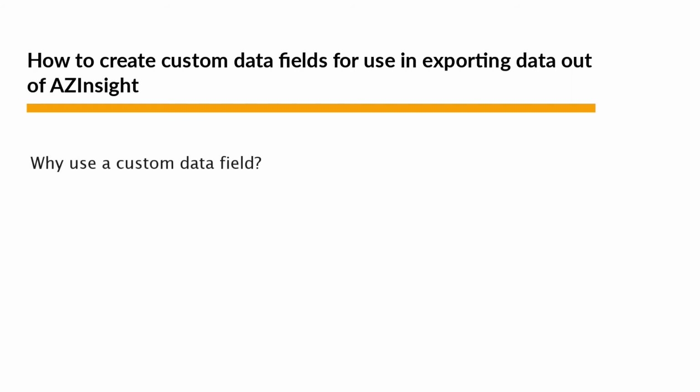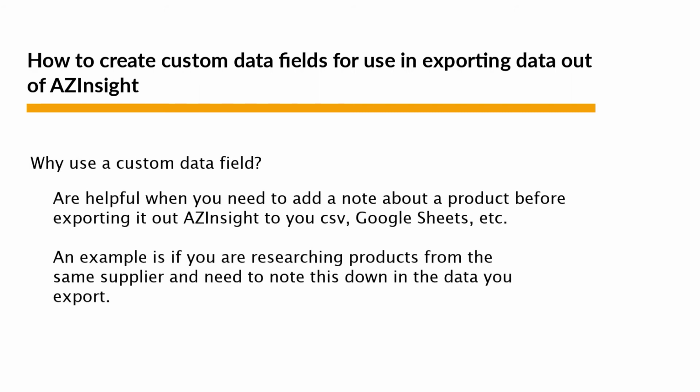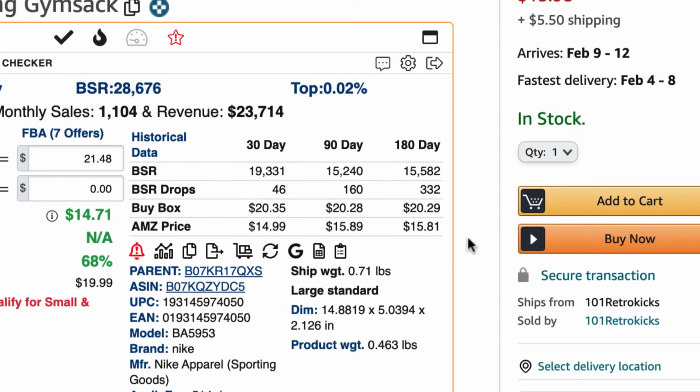Why use custom data fields? Custom data fields come in handy when you want to note some information about a product before you export the results. For example, if you're researching a series of products from a particular wholesaler, you can create a custom data field and call it wholesaler name. Then enter the name of the wholesaler, which will be copied to your CSV, Google Sheets, or system clipboard every time you click on the export button. So let's just jump in and see how to create custom data fields.